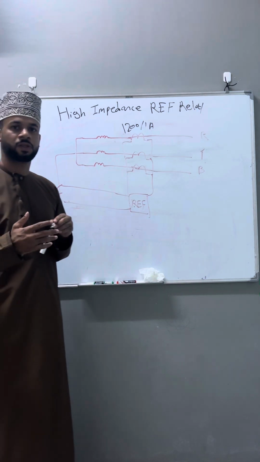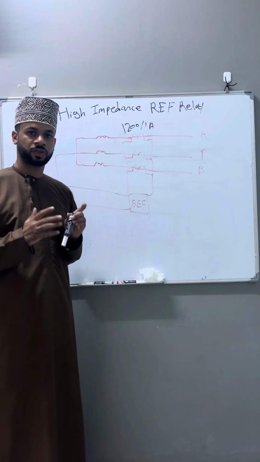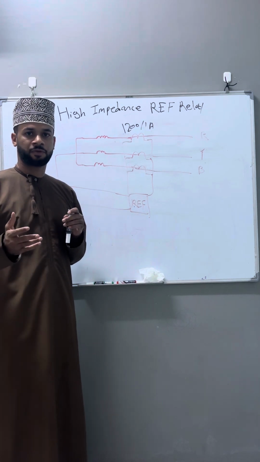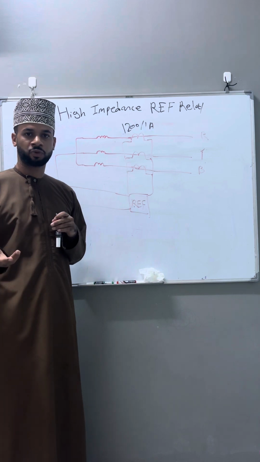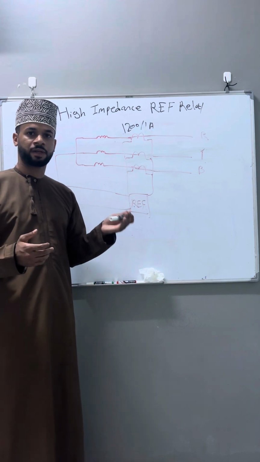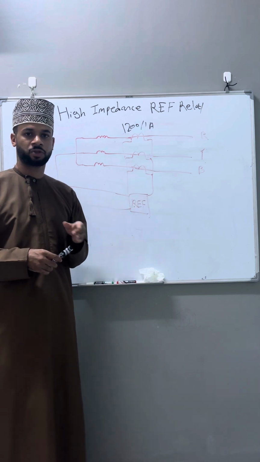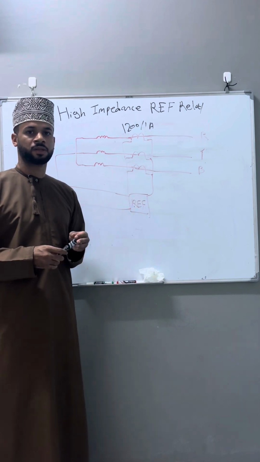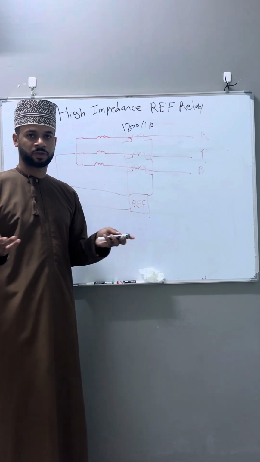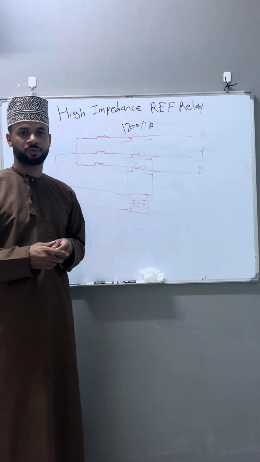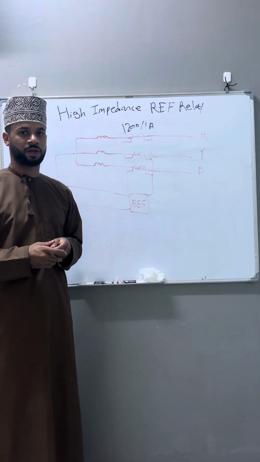In high impedance restricted earth fault protection relay, the CT ratio should be the same, but in the low impedance, as you know, the REF protection relay can come in two configurations or two schemes. It can come by low impedance or high impedance. In high impedance, the CT ratio should be the same, but in the low impedance, it's not necessary to be the same, because in low impedance we have their CT matching factor.